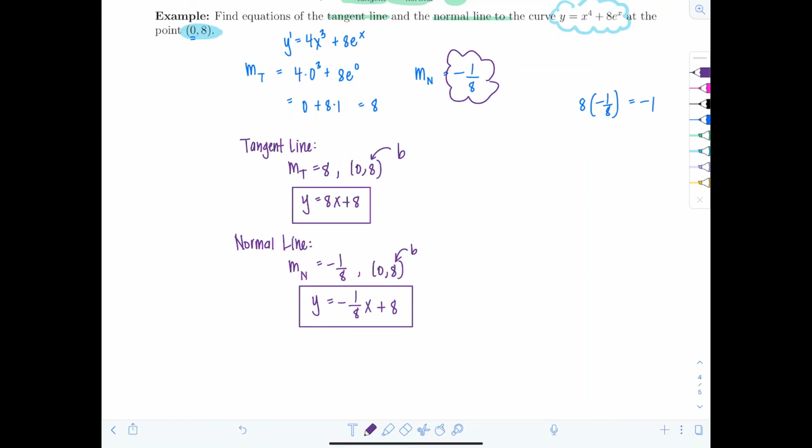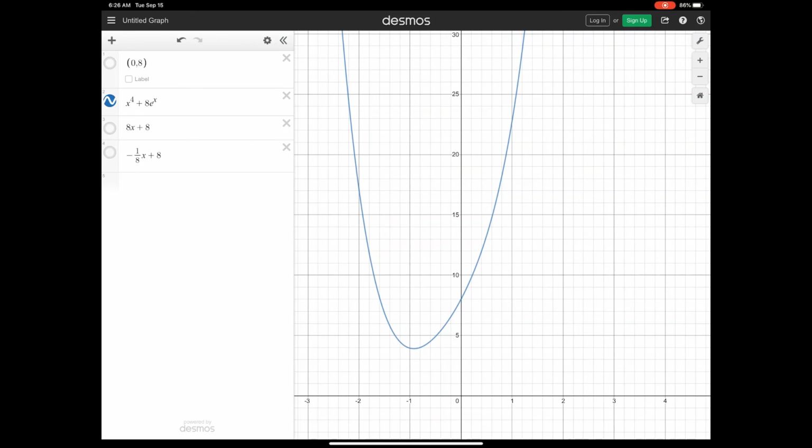Okay. Let's take a second and look at the graph so you guys can understand exactly what's going on. So here I have graphed x to the 4th plus 8e to the x. And remember, we're interested in finding the equations of the tangent line and normal line at the point (0, 8). Do you see? Let me add it back in so you can see. There's the point.